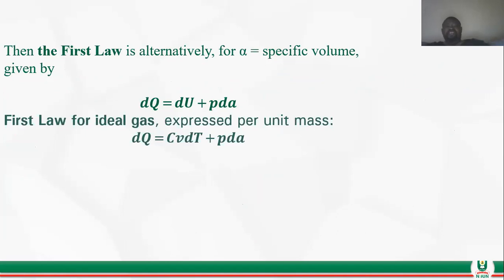The first law of thermodynamics is alternatively written using alpha, which is specific volume: dq equals du plus P d alpha. Now, the first law for an ideal gas, expressed per unit mass, is given by dq equals Cv, the specific heat, multiplied by the change in temperature dT, plus pressure P d alpha.